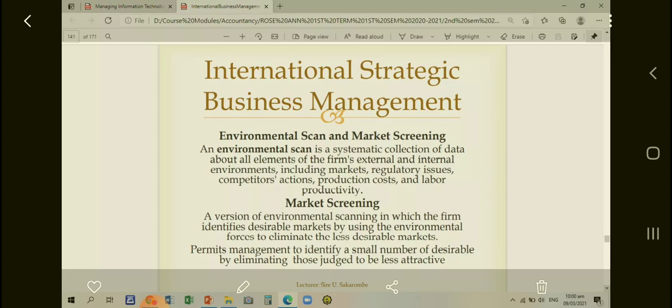Environmental scan and market screening. An environmental scan is a systematic collection of data about all elements of the firm's external and internal environments, including markets, regulatory issues, competitors' actions, production costs, and labor productivity. Environmental scanning is an important part of the business process, as it is the responsibility of an organization to keep a check on things which can put negative impacts on their business and their customers.